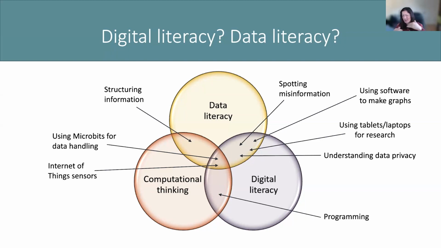And there's the intersection of data literacy and digital literacy. That's things like spotting misinformation or disinformation. It might be using software to make graphs. It might be understanding your data privacy settings. So there's quite a different range of skills, and you can come at it in different directions.